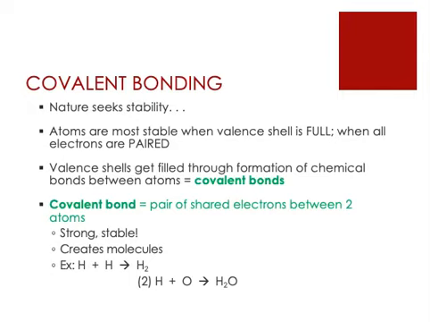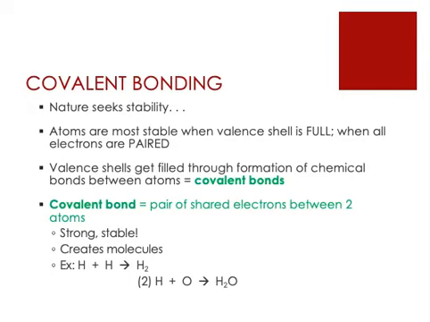The valence shell can resolve an unpaired electron by participating in a chemical reaction and forming a chemical bond with another atom. That's what we refer to as a covalent bond. All a covalent bond is, is a pair of electrons that are being shared by two atoms.